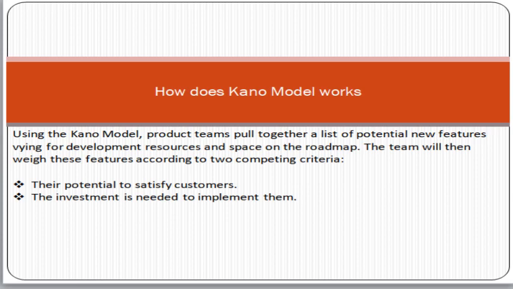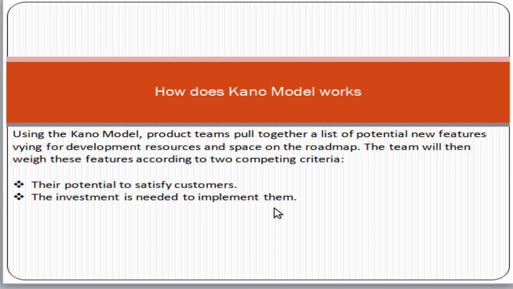Using the Kano model, product teams pull together a list of potential new features for development resources and a space on the roadmap. The team will then weigh those features according to two comparing categories: their potential to satisfy customers, and the investment needed to implement them. This is the same thing which we were discussing, friends.